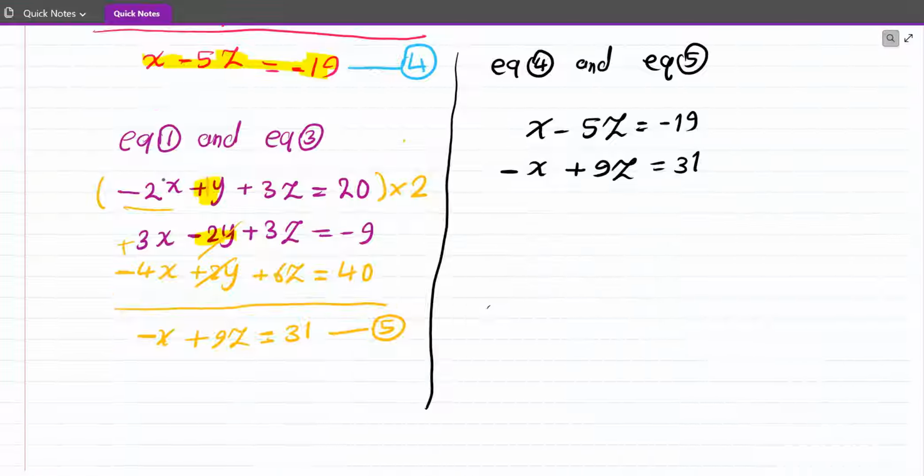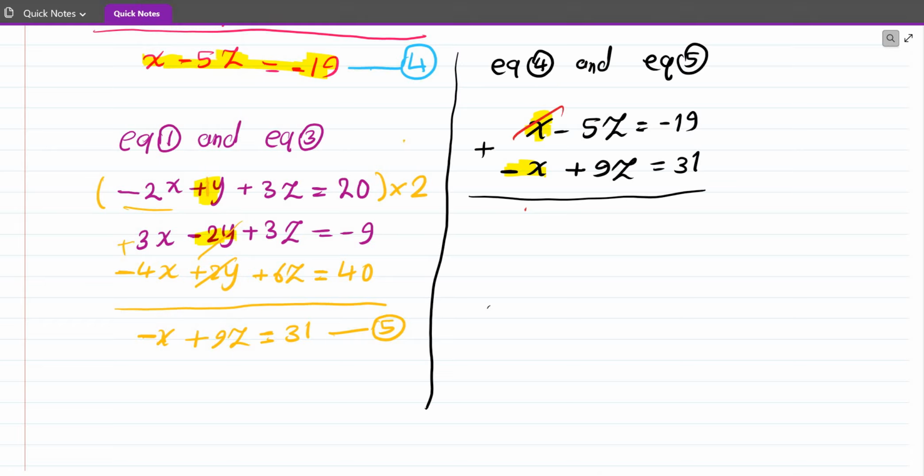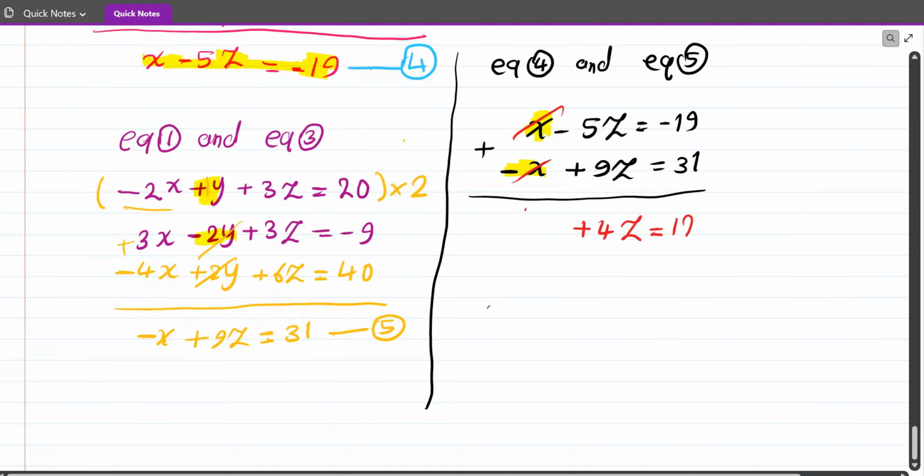Okay, students, here directly I can cancel x, right? Because as you see, this positive x is negative x. When you add them directly, you can cancel it. So let's change the color again. X with this one cancel each other. Negative 5 with positive 9 equals positive 4z equals negative 19 with positive 31 equals 12, right? So this is 12.